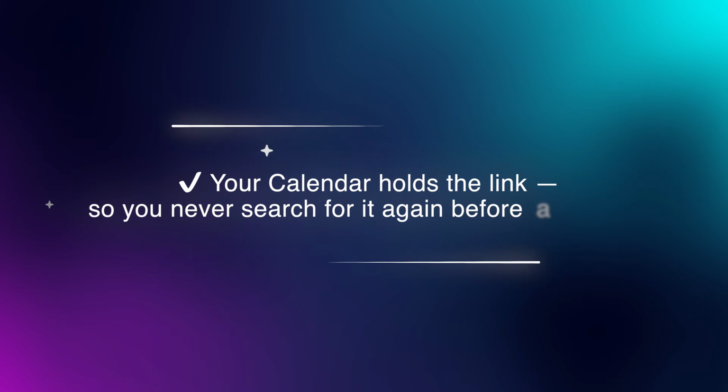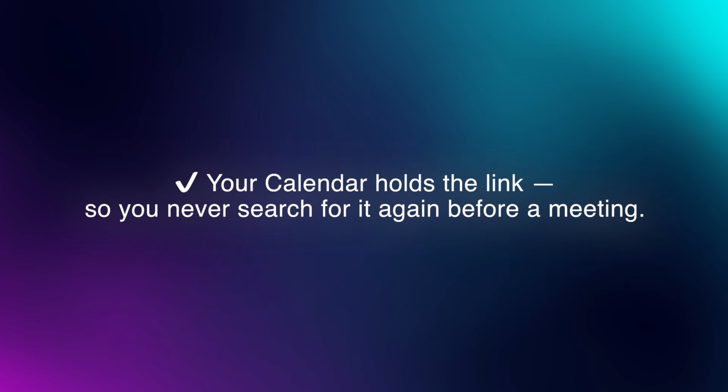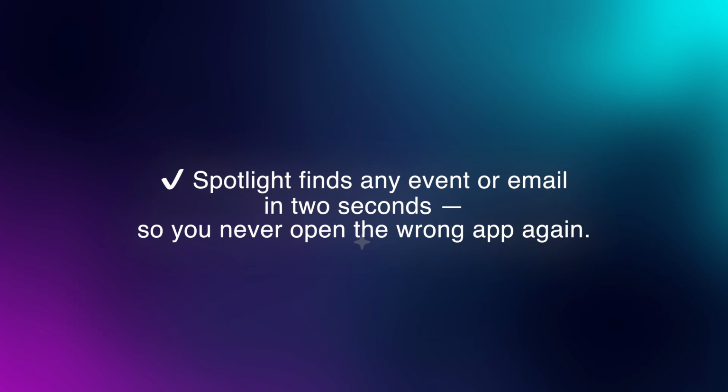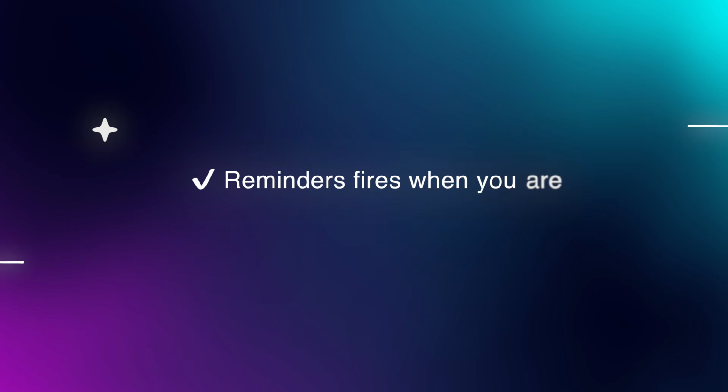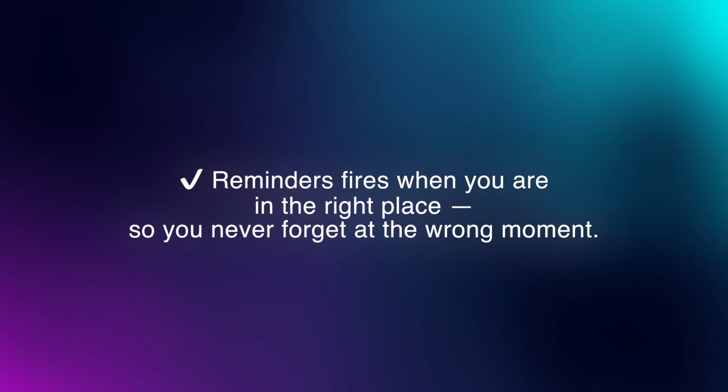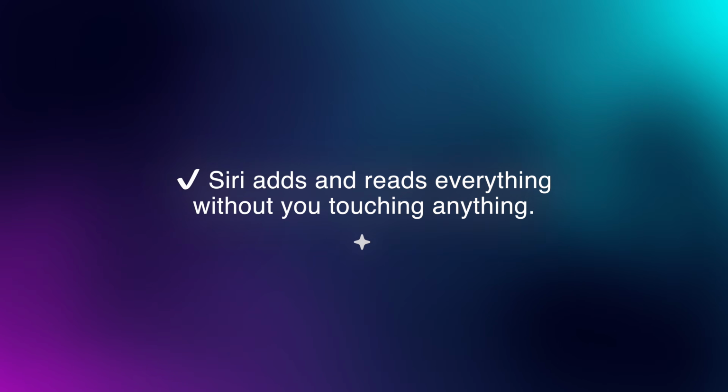Your Calendar holds the link, so you never search for it again before a meeting. Spotlight finds any event or email in just a couple of seconds, so you never open the wrong app again. Reminders fires when you are in the right place, so you never forget at the wrong moment. Siri adds and reads everything without you touching anything. Stop searching your Mac the hard way. It already has a better system built in.